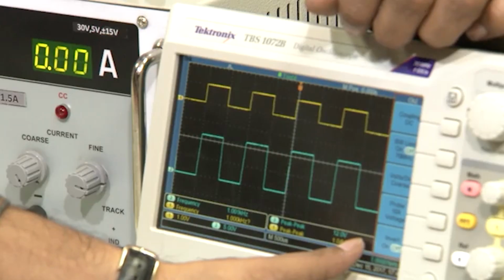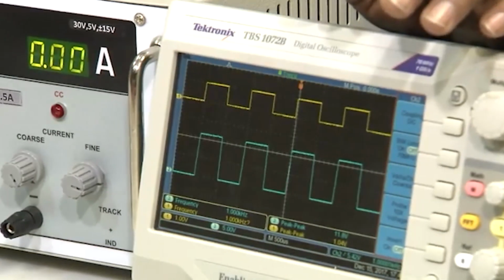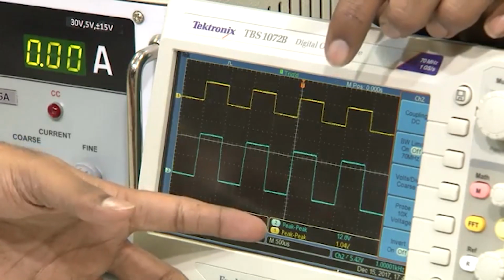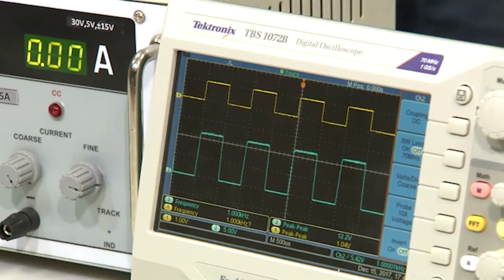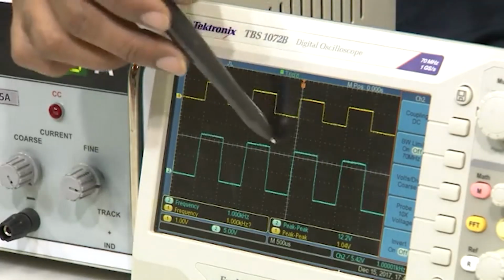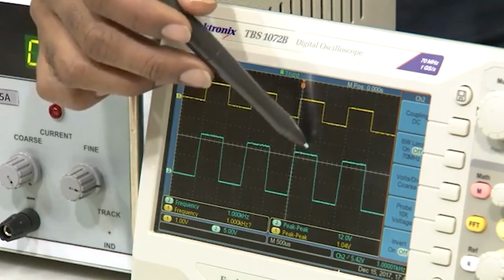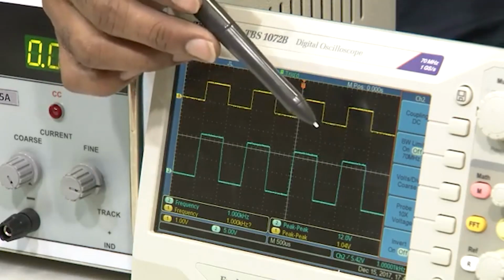So, if you see, it is around 11.8 to 12 volts peak to peak, the blue one, and the input voltage is 1.04 volt. That means the signal is amplified. But one thing we have to keep in mind is, this is a non-inverting amplifier. So, you can see the phase shift is 0 degree, right. No phase shift. In case of inverting, the phase shift was 180 degree.